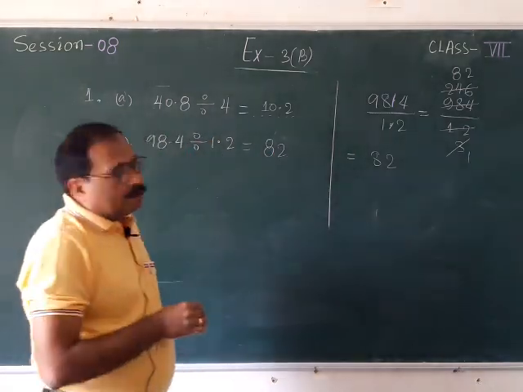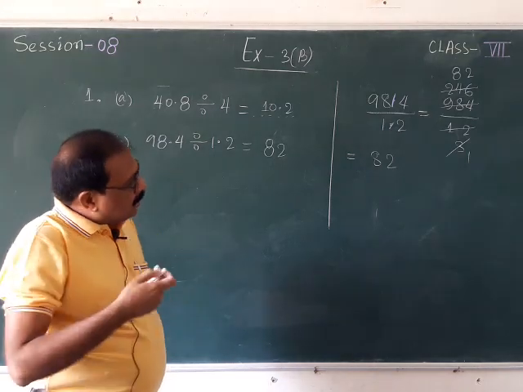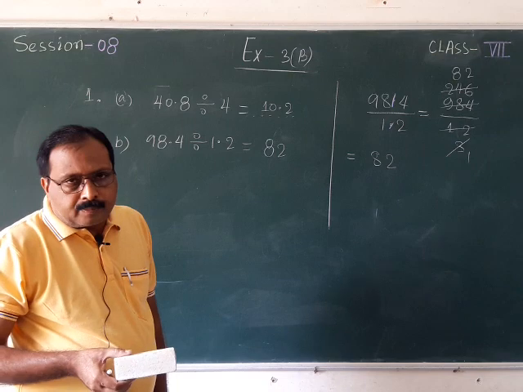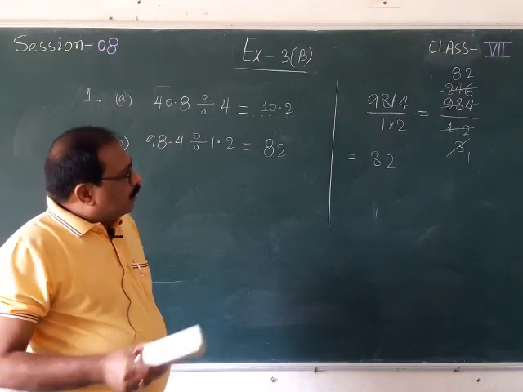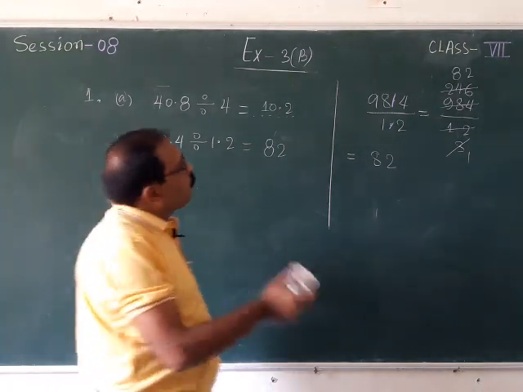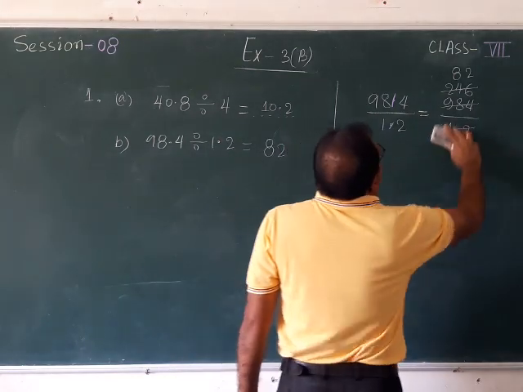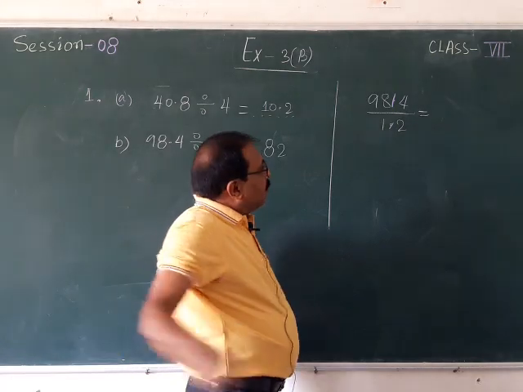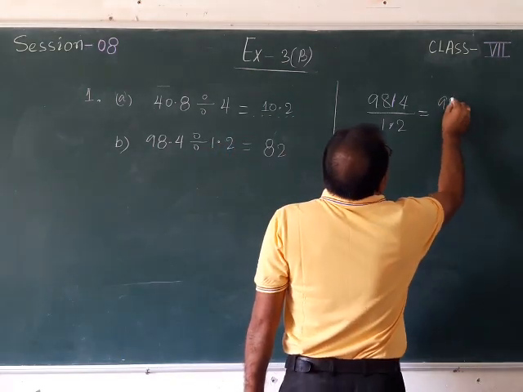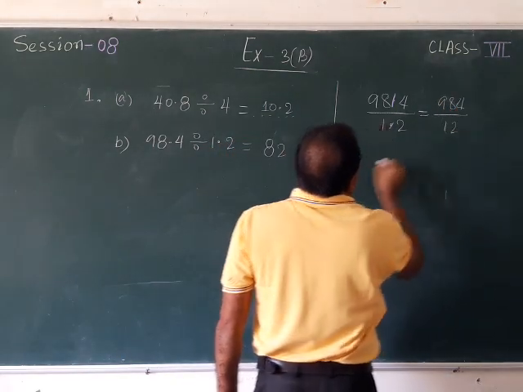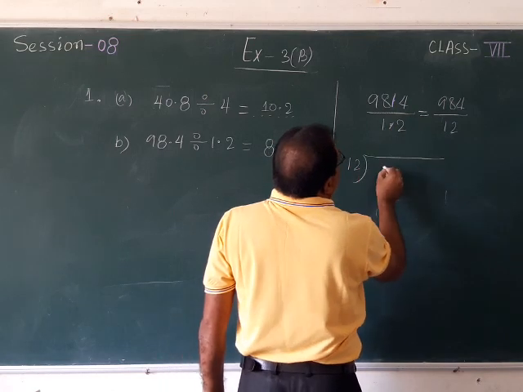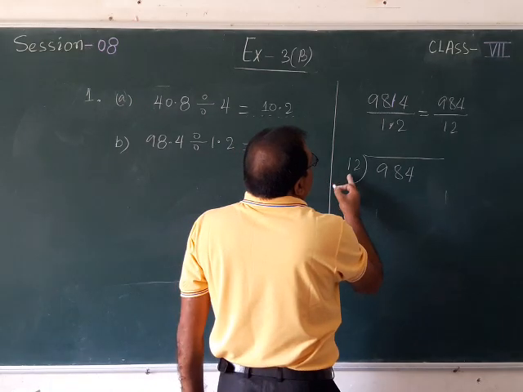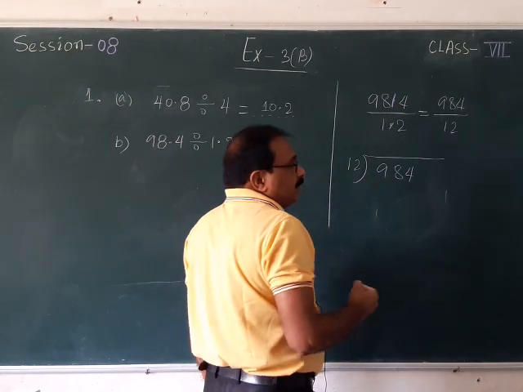This is the first way of dividing this number. In the second way, suppose you don't want to cancel the number, you don't like to cancel, then you can divide it directly. Let me show you this one also, how you can divide this number. This time I am writing 984 upon 12. Just divide like this, normal division. How many times is 12 dividing 98? You have to check.